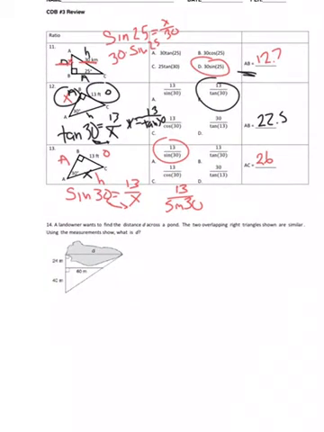14, the landowner wants to find the distance across a pond. The 2 overlapping right triangles shown. Using the measurement shown, what is D? We had this question on a test earlier in the year, and it was either on page 2 or 3. We had a problem with the right triangle, the line in the middle, maybe on the first page.